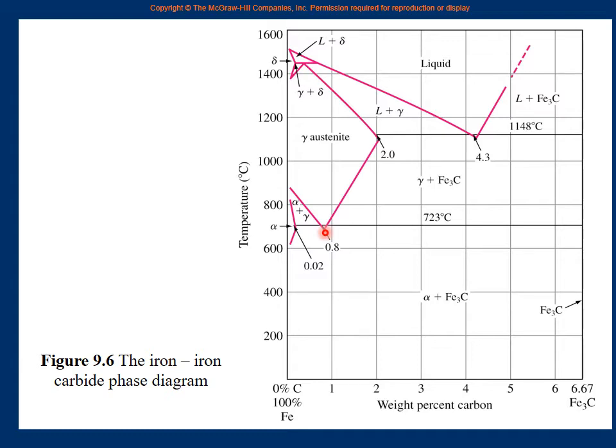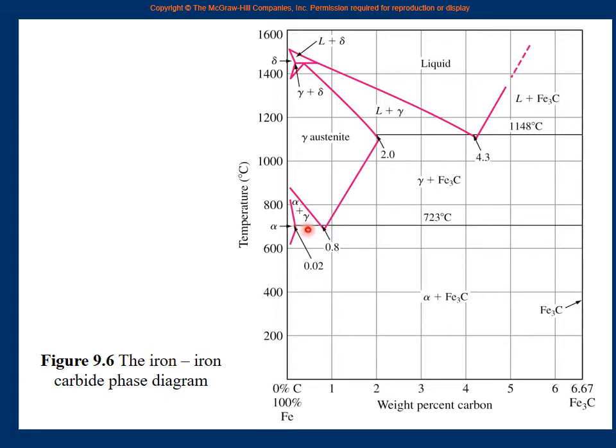Now here, just below 723, draw a horizontal line, right? Just below 723. So actually just follow the 723 line. If you hit it here, what do you get? 0.02% carbon. And at 0.02% carbon, what do you have? Alpha, right? Do you agree that you are at this point?